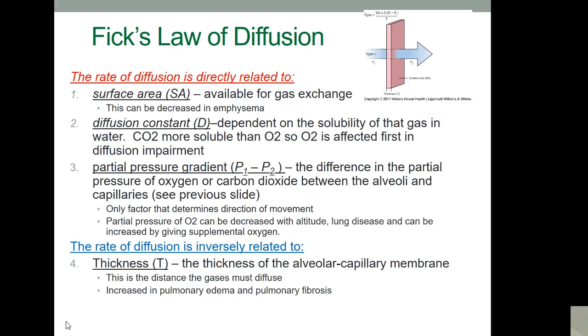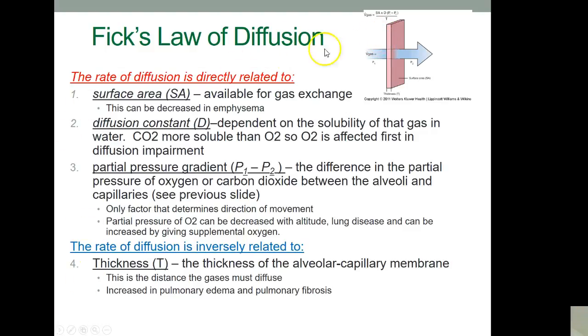Fick's law of diffusion states that the rate, or the speed, of diffusion is directly related to the surface area, the diffusion constant, and the partial pressure gradient, but inversely related to the thickness of the membrane. So let's discuss each of these things.